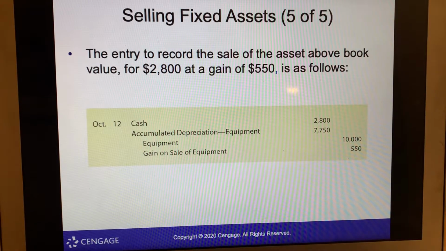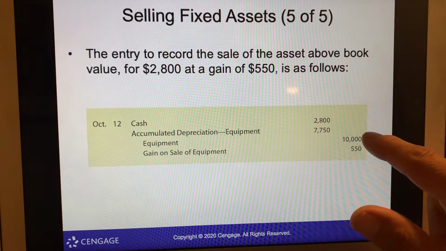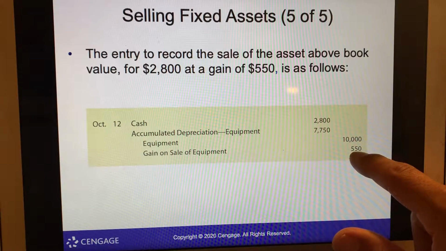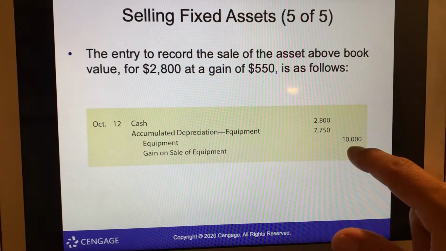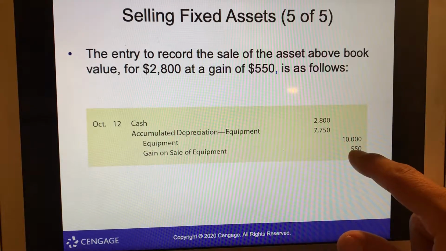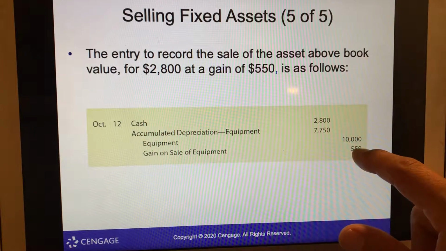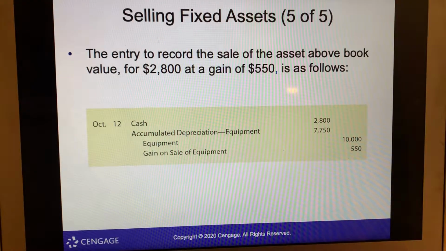So cash, we got $2,800, and then accumulated depreciation of $77.50. Equipment sale, well, this is assuming we sold it for $550 more. So this is on the other side. The one previously recorded was a loss. This one is when we have a gain. So this gain, notice how it's on the credit side. So this will be the revenue that I had talked about earlier.